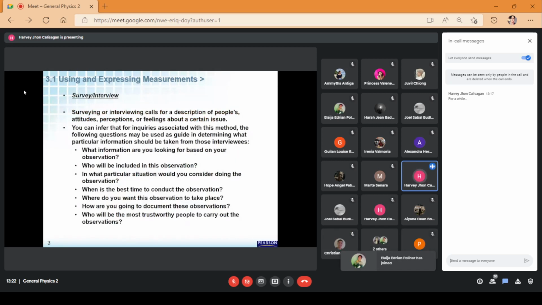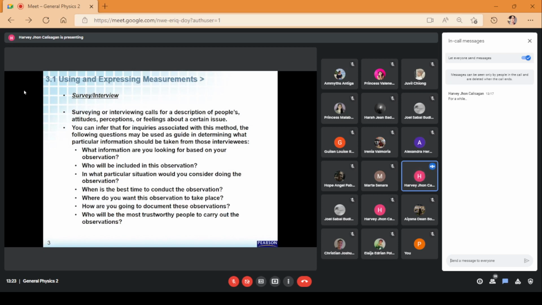Since we're talking about survey and interview, what is surveying and interviewing all about? Surveying and interviewing calls for a description of people's attitudes, perceptions, or feelings about a certain issue. You can infer that for the inquiries associated with this method, the following questions may be used as a guide in determining what particular information should be taken from those interviews.